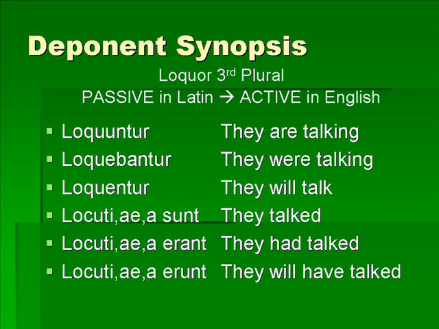Deponent verbs follow the regular patterns of their given conjugations. This is a deponent synopsis of loquor. Loquor is part of the third conjugation. It follows the same patterns that you'd expect for a normal third conjugation like pono. The only difference is that they are always passive in Latin, but yet translated actively in English.